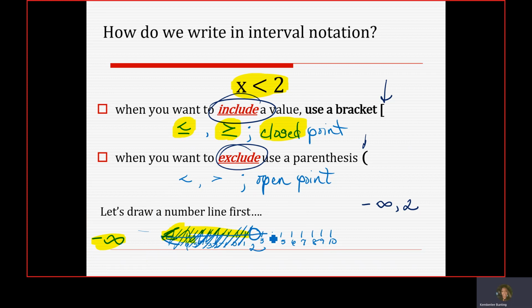So I use parentheses. So I use parentheses on 2, right? Boom. But what about negative infinity? Well, can I ever reach the value of negative infinity? Nah. Young people, you will never place a boundary on infinity or negative infinity.